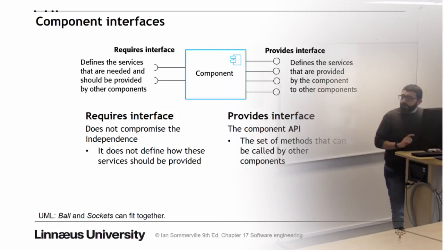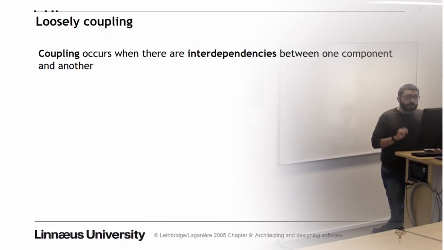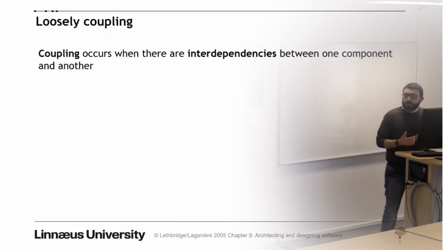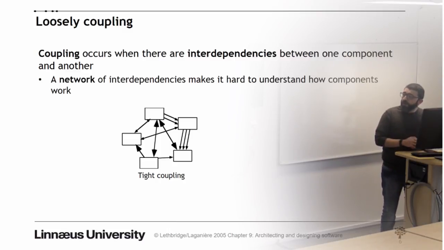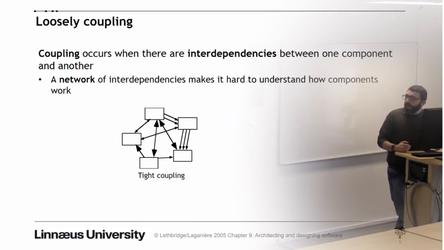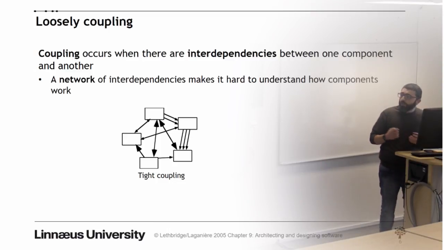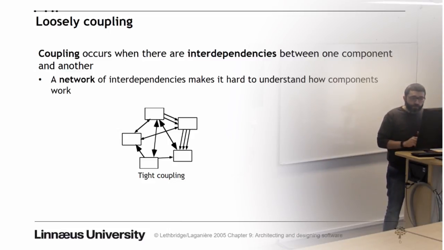One important architectural property for the components is that they are loosely coupled. Coupling usually occurs when there are many interdependencies within the components. And usually, if we have a network of interdependencies, this is very bad because it makes it very hard to understand how the components work and how they interact with each other. And suddenly it can happen that if you make a change in one component, then this change can affect all the other components that are connected to the one that we are modifying.